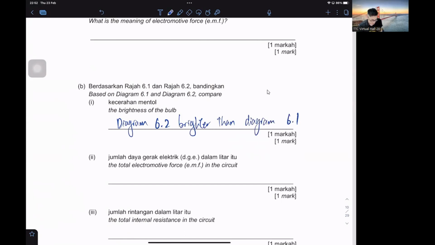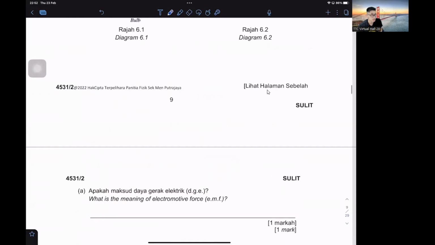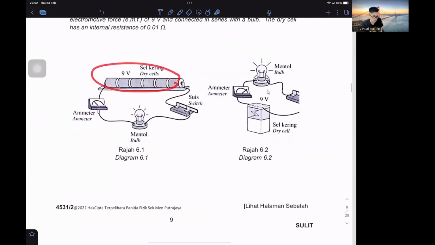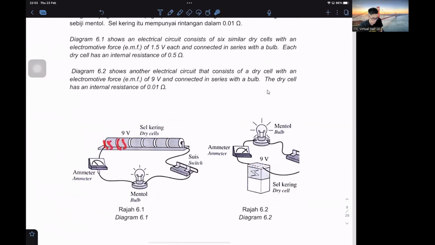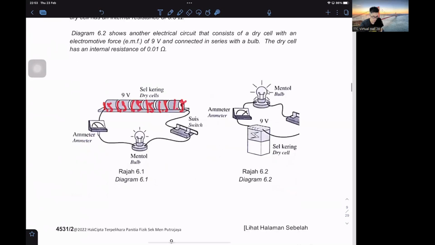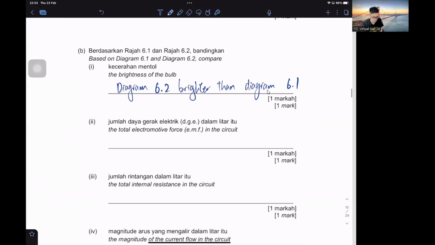Okay, next, compare the total EMF in the circuit. So the total EMF here is 9 volts, and the total EMF here is 9 volts, written for you already. Very good, they write for you. If they never write for you, you need to know this one 1.5, 1.5, 1.5, all add together is 9. So both have the same. You can say diagram 6.1 equals to diagram 6.2.